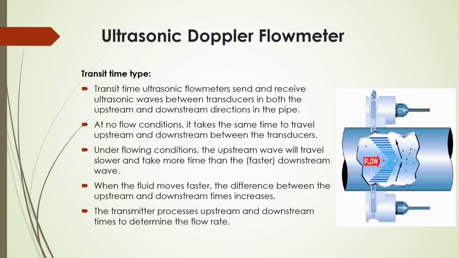So, the transmitter processes the upstream and downstream times, which will be used to calculate the flow rate. It is very important that in the transit time type, you can see the two transducers will be used for upstream and downstream. Then you have to note down the time taken for this ultrasound wave to travel from the upstream to the downstream.